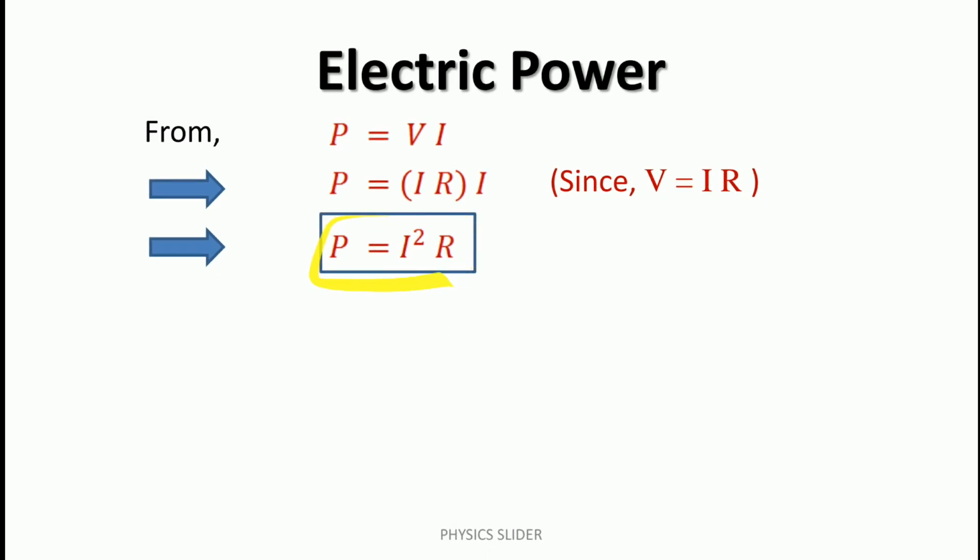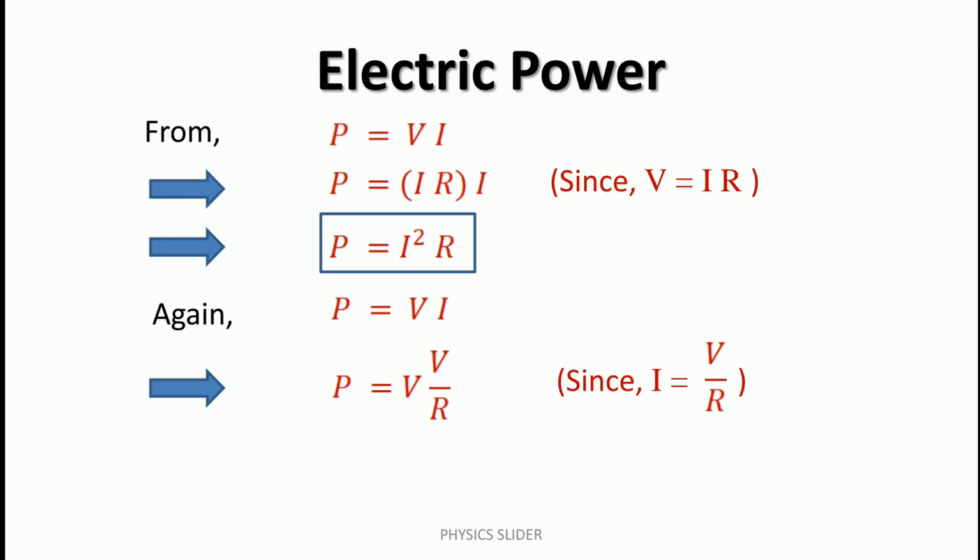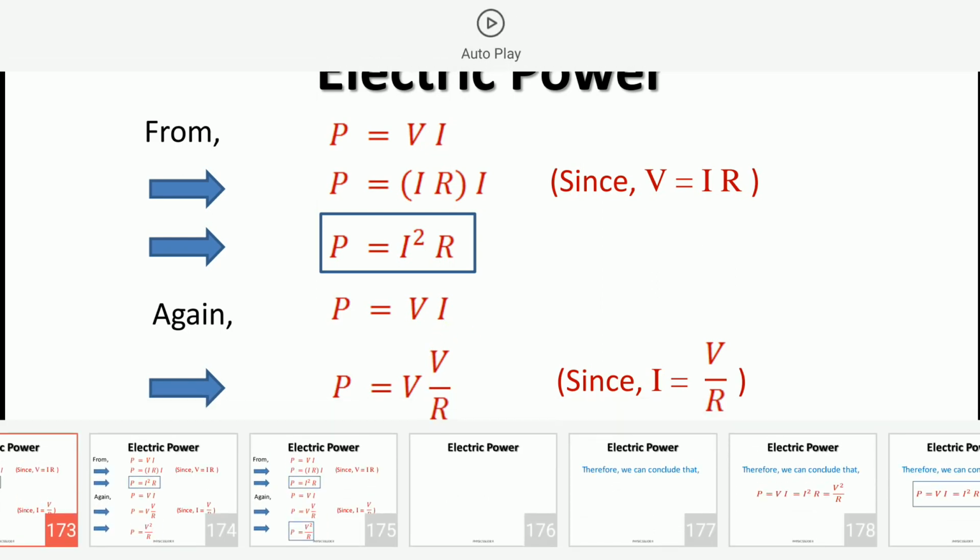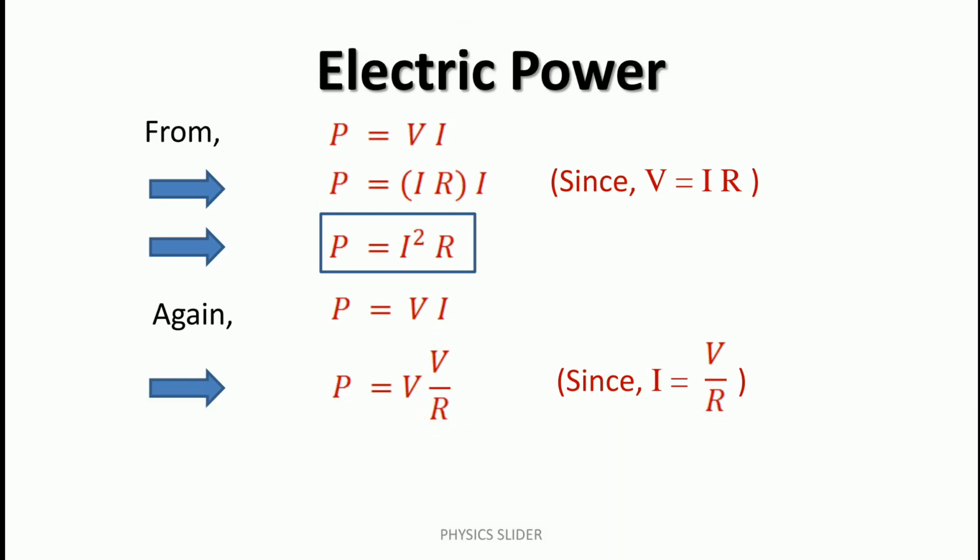Okay. Now we will elaborate a little bit more. P is equal to VI. Now elaborate the value of I. From Ohm's law, we have I is equal to V upon R. Put the value of I as V upon R. So we have this V as it is, and the value of I is V upon R. So this becomes V into V, which becomes V square. So we have P is equal to V square upon R. This is the formula for the electric power in terms of potential and resistance.